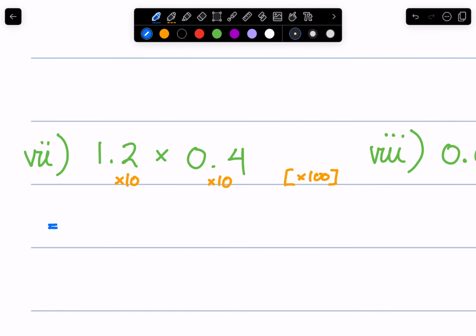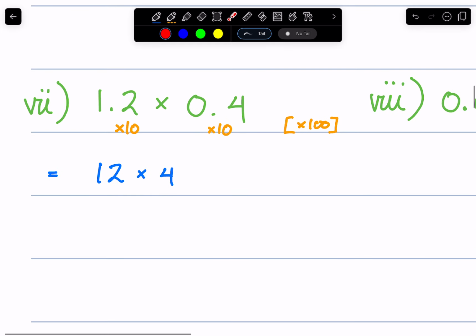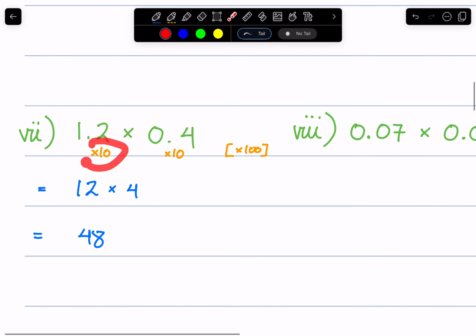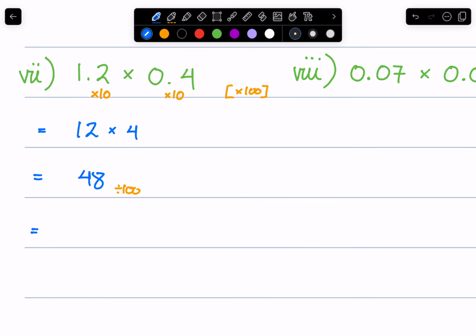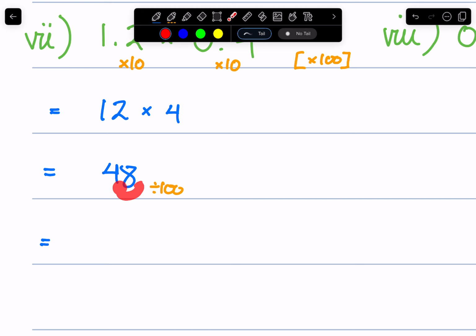So this question, since we've multiplied this by 10, this becomes 12. Remember, moving the decimal place 1 spot. And the second number becomes 4, since we just moved this decimal place 1 spot. 12 times 4 becomes 48. And as I've shown here, since we've multiplied each number by 10, the total multiplication is times 100. That times 100, we now need to reverse by dividing by 100. That means we move the decimal place 2 spots like so. So our final answer is 0.48. And there we have it.